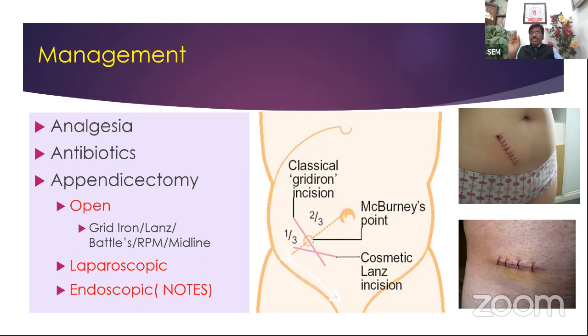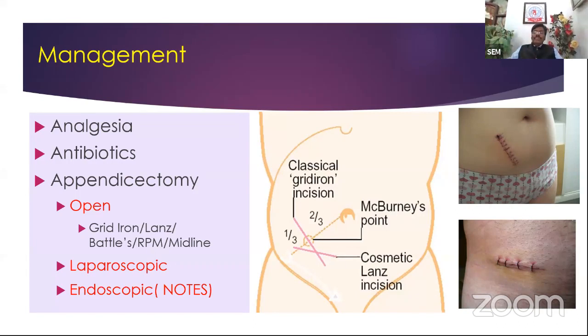Third, source control. You have to remove the offending organ. If it is a perforation, close the perforation. If it is an inflamed organ, remove the organ, especially if it is the gallbladder, cholecystectomy; appendicitis, appendicectomy, like that. How do you do surgery? You can do open surgery or laparoscopic surgery. Rarely we also do it endoscopically, but these two are important.